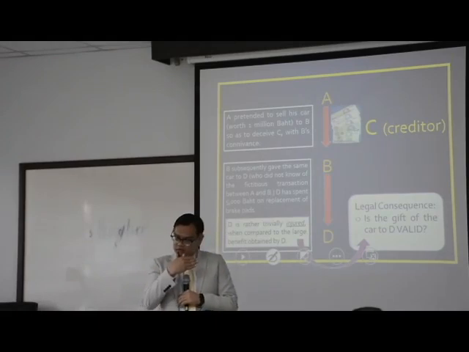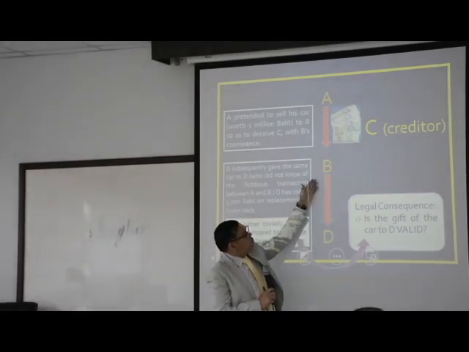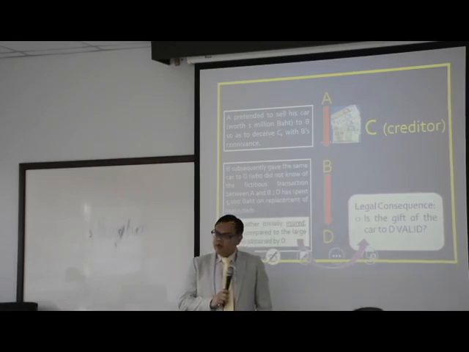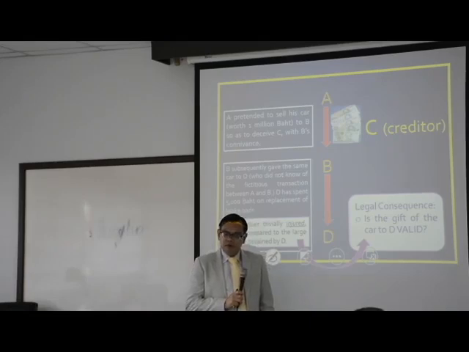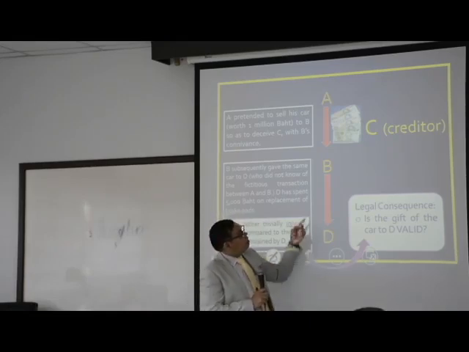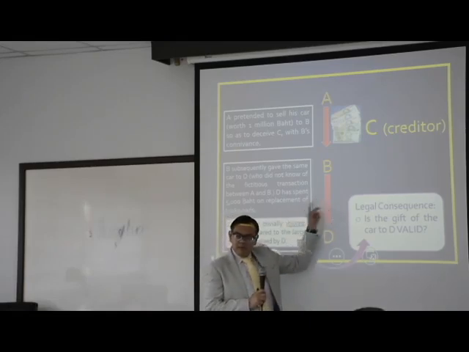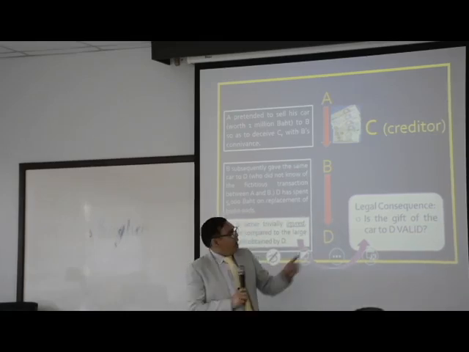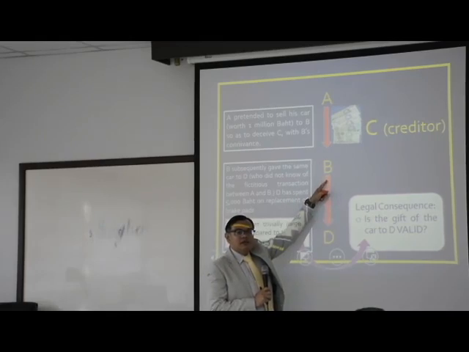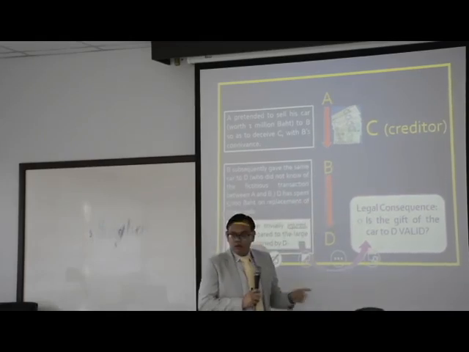Back to this situation. A pretended to sell the car to B in order to deceive C that the car now belonged to B, but in fact he did not have the intention to sell the car to B. He just did so to deceive C, who is his creditor. So the juristic act between A and B is void according to section 155, correct? And then B has given the car to D.